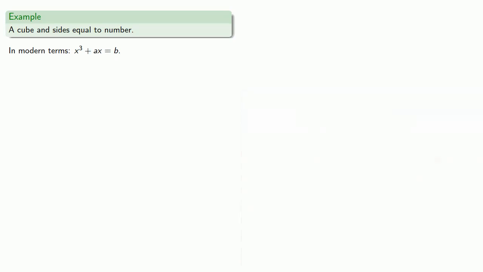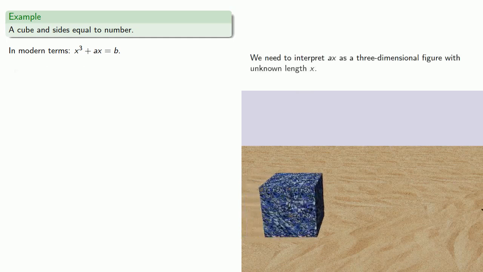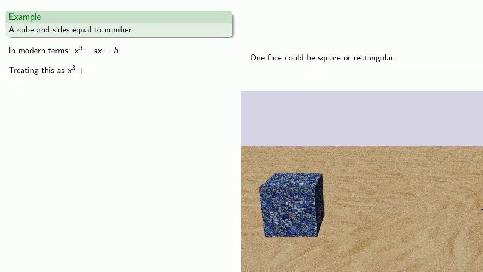And so we need to interpret these as the same type of geometric objects. So we have a cube, so that's a three-dimensional object, and so we can interpret ax as a three-dimensional figure with unknown length x. Now one face could be square or rectangular, and we'll let it be a square base, and so this is going to be p squared x.